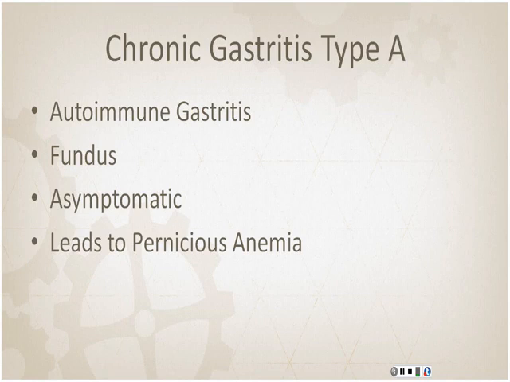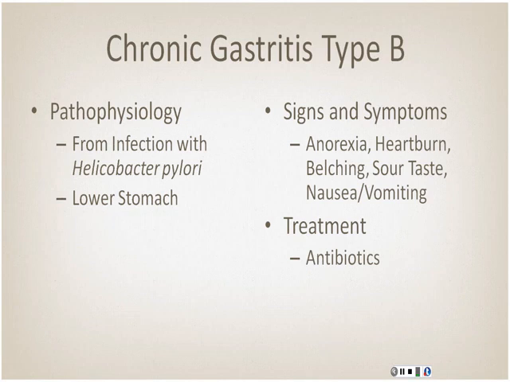Now to turn back to chronic gastritis, and we'll discuss type A and type B as well. So type A chronic gastritis occurs in the fundus of the stomach. It is referred to as autoimmune gastritis, and it is often asymptomatic. Because these patients do not secrete enough intrinsic factor, they have difficulty absorbing B12, which leads to pernicious anemia.